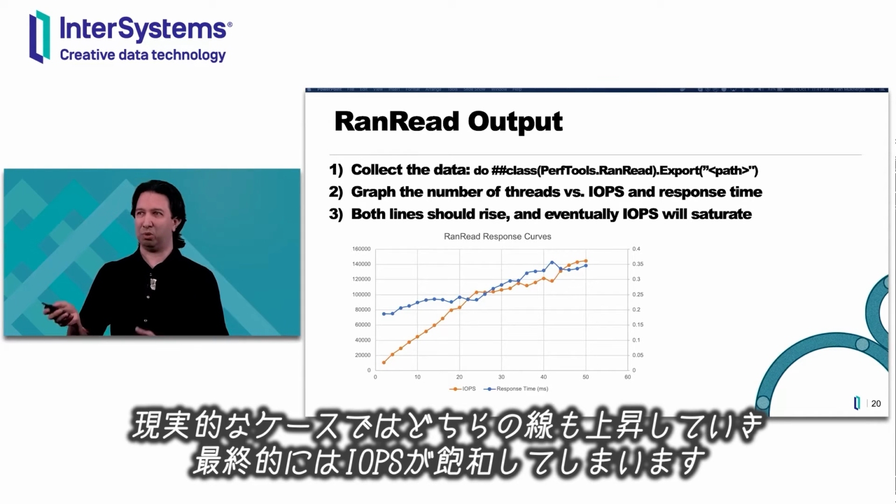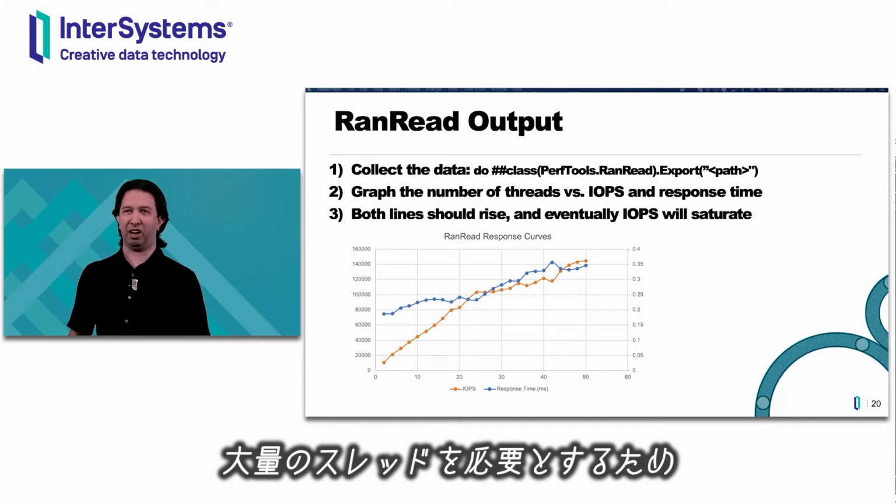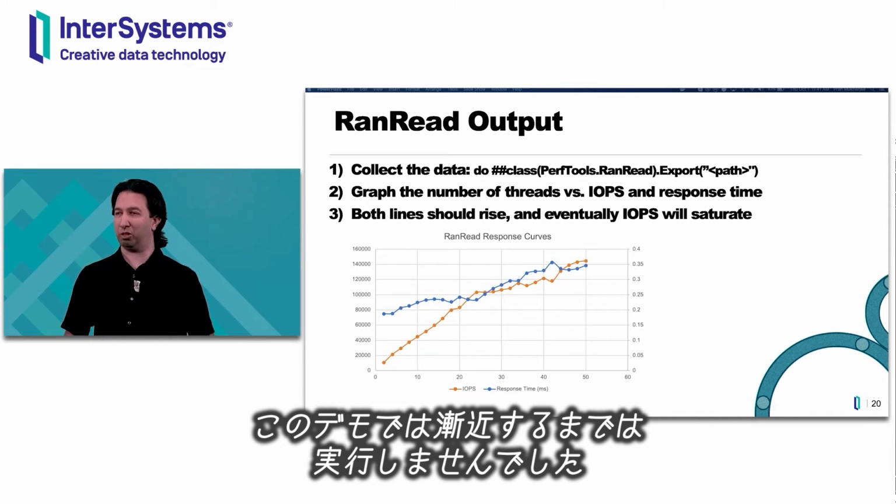In a realistic case, both of those lines will rise, and eventually the IOPS will saturate. I did not push the system far enough to actually see it asymptote out in this run because that would have taken a lot more threads.